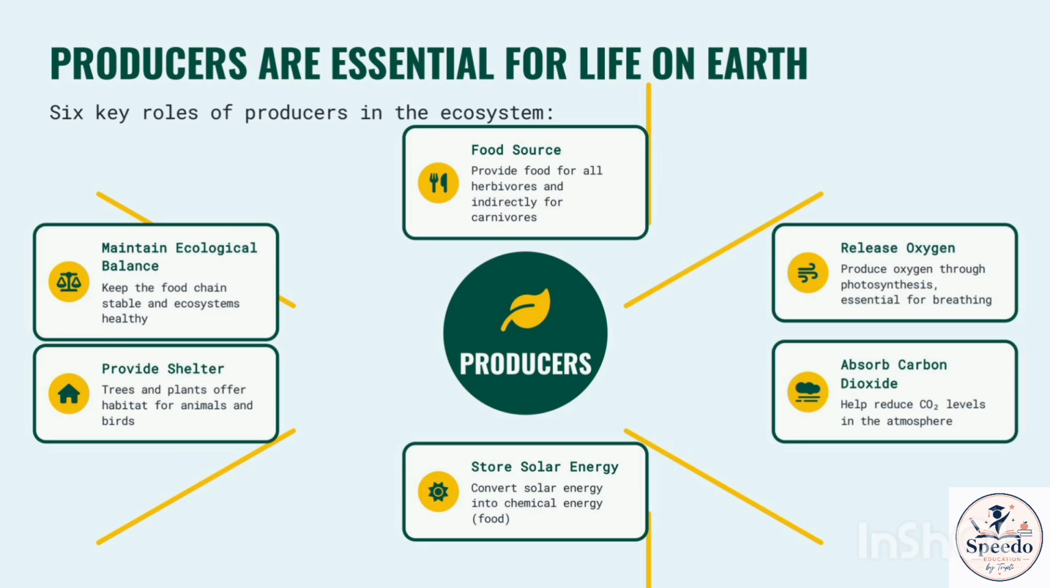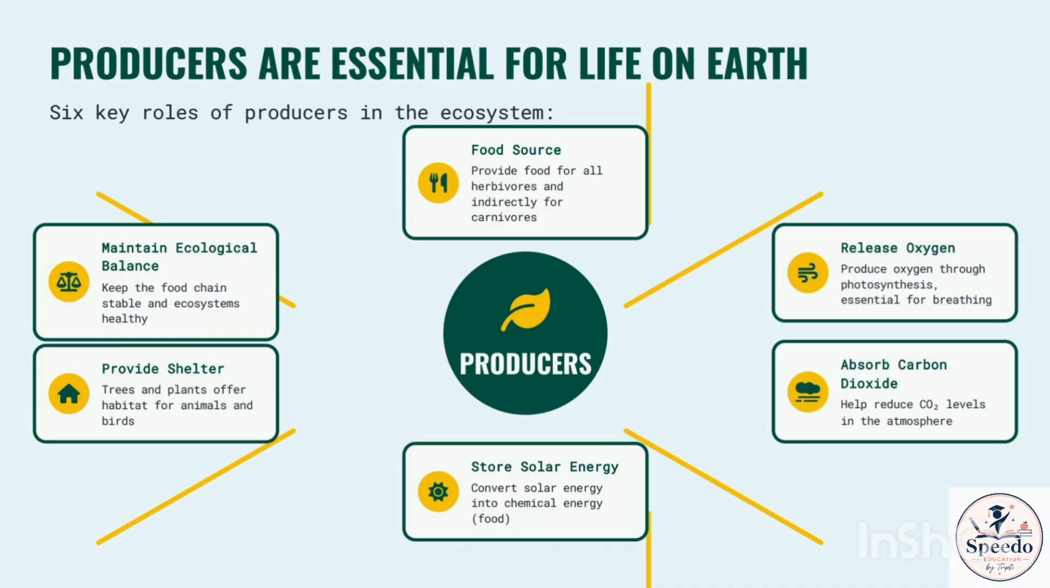Producers occupy the first trophic level in every food chain because they are the original source of food and energy for all other living organisms. No animals can prepare food directly from sunlight. Herbivores obtain energy by eating plants. Carnivores obtain energy by eating herbivores, and omnivores obtain energy from both plants and animals. This means that every consumer depends directly or indirectly on producers for survival. For this reason, producers are often called the foundation of every ecosystem.